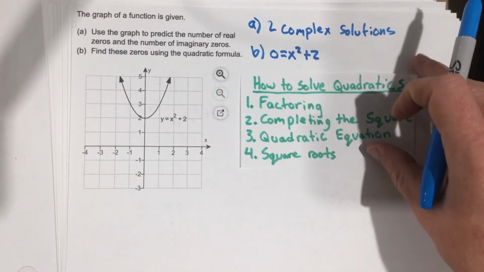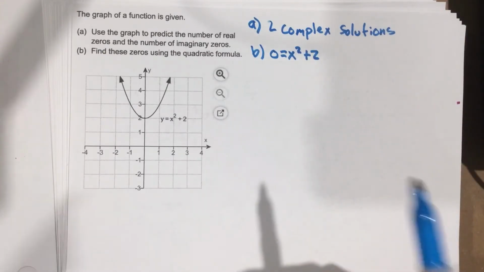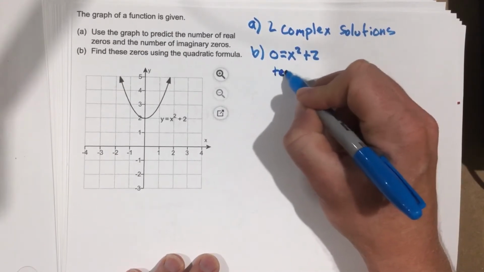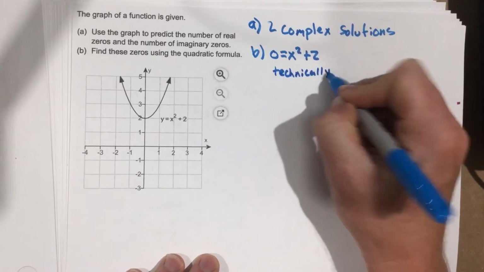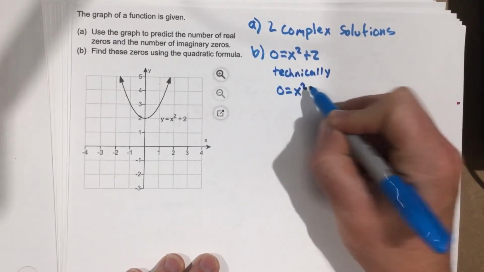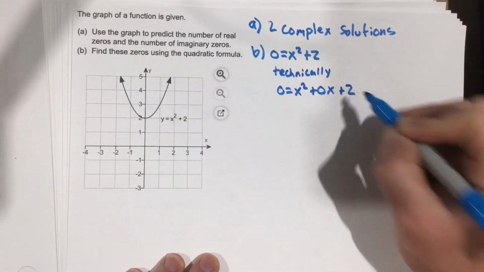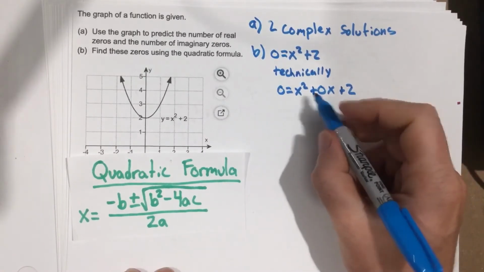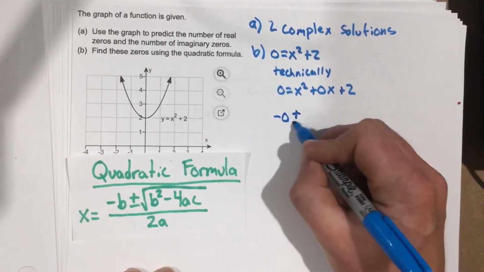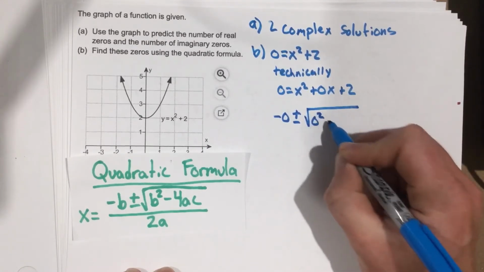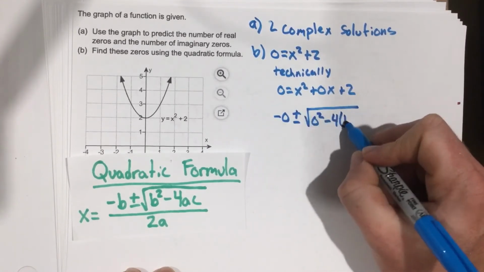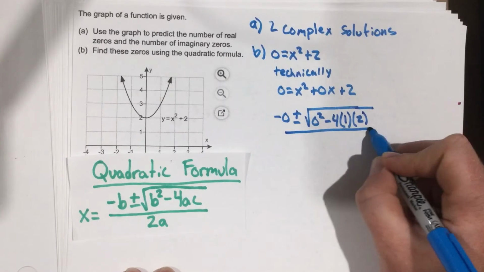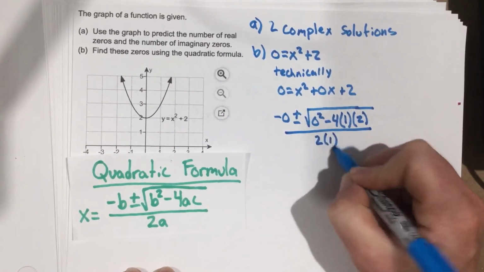But they want us to use the quadratic formula here, so let's go ahead and show that the quadratic formula still works. So this is technically 0 equals x squared plus 0x plus 2. That just helps us for the quadratic formula. We'll write that in there. B is 0, so we have negative 0 plus and minus root 0 squared minus 4 times a, which is 1, times 2, which is c, and then all over 2 times a, which is 1.